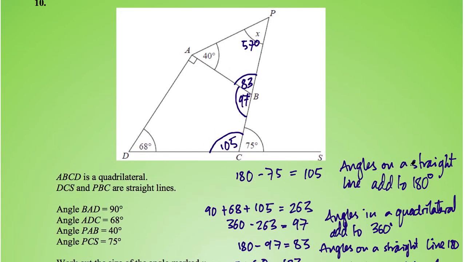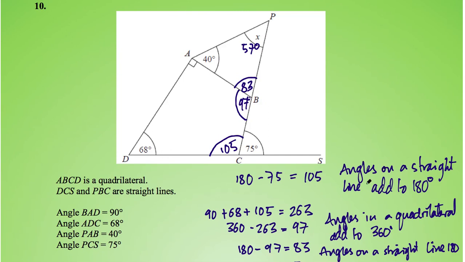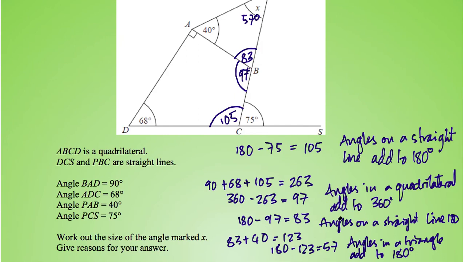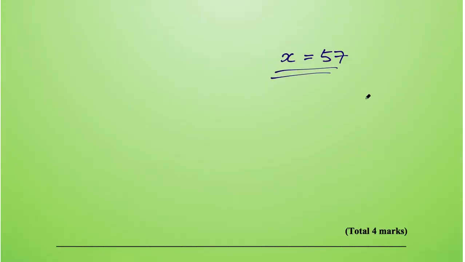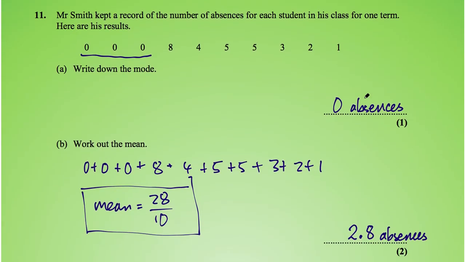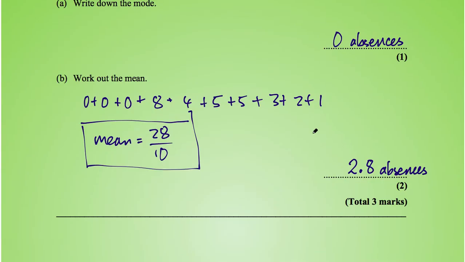Question 10, you need the reasons. Angles on a straight line add to 180, angles on a quadrilateral add to 360. Angles on a straight line, 180. For each of these calculations, angles in a triangle add to 180, and altogether these lead you to your answer of 57 degrees for x. Question 11, mode is 0. The mean, total divided by the number of values you've got, 28 over 10 is 2.8.